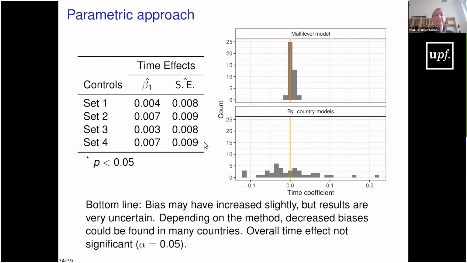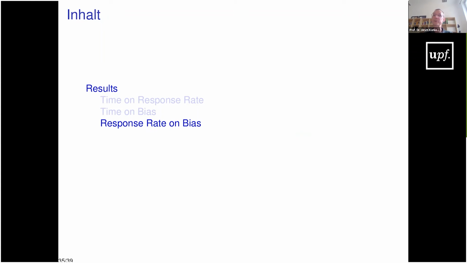So there is a slight positive effect, that is, with time, the bias increases, but the uncertainty of that is really very, very large in comparison to the size of the effect. So none of these coefficients are significant. If we look at the multi-level models, they are all very, very close to zero. If we look at the by-country model, where we do not borrow strength from other countries, we see a large variation, and approximately half of the countries have a negative time effect, and the other half has a positive time effect. So we do not see really an effect of time on non-response bias. In that sense, the probability sample seems to be fairly robust against decreases in quality.